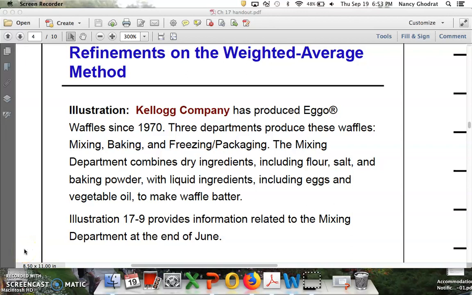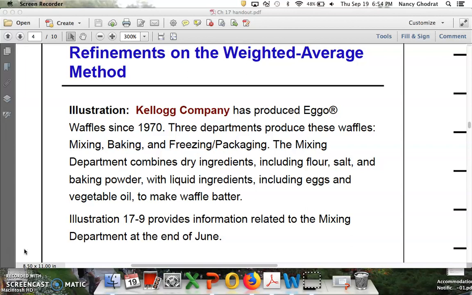I am going to go over an example to demonstrate Chapter 17, Process Cost System Materials. In this illustration, we have a company, Kellogg, that produces Eggo waffles, and there are three departments that produce the waffles: mixing, baking, and the last department is freezing/packaging. Now, the mixing department combines the dry ingredients, and we're going to look into the mixing department.